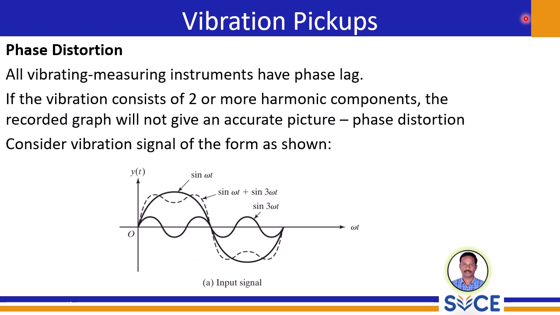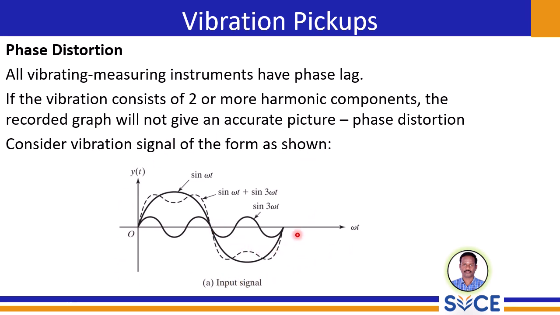Now, if the vibration we are trying to measure consists of not just a single frequency, but a combination of two or more frequencies, harmonic components like a summation of different sine waves, this phase lag can lead to a significant problem known as phase distortion. The graph of the vibration no longer accurately represents the original waveform. The relative timing and shape of different frequency components will be altered.